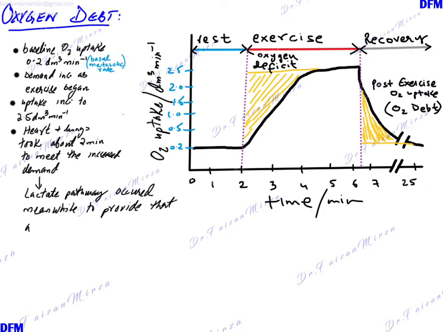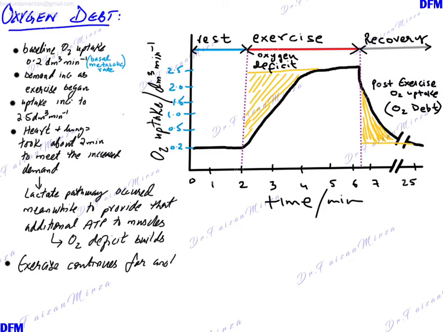And during this time, the lactate pathway occurred meanwhile together with aerobic respiration to provide additional ATP molecules for exercise to continue because the demand for ATP use was more. This builds up oxygen deficit. So ATP is produced without all the oxygen being available.